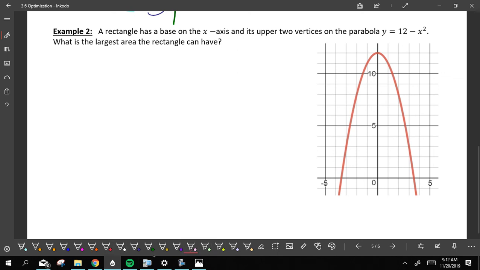All right, so imagine what this looks like. And the two vertices are on 12 minus x squared. So it's like you have a line like this on the bottom that goes up this high, and that far over. That's a rectangle whose 2 points are on the parabola. Or maybe they're talking about this rectangle that looks like this. Or maybe it's this guy that goes like this. Nope, not down that far.